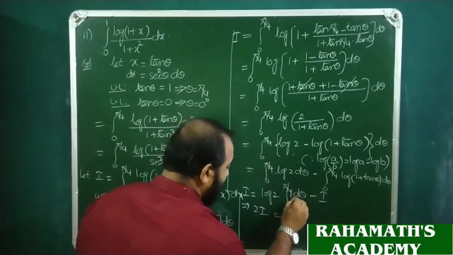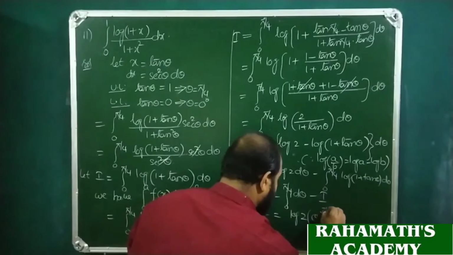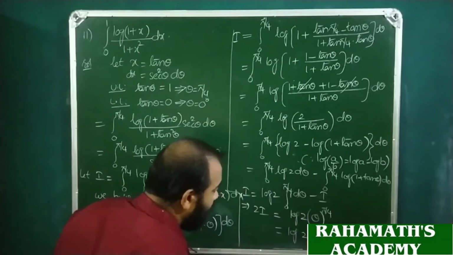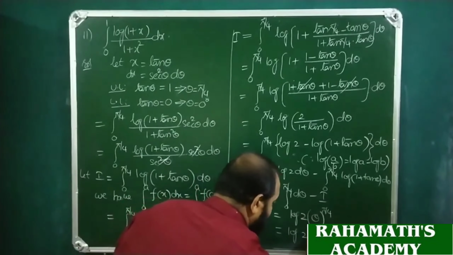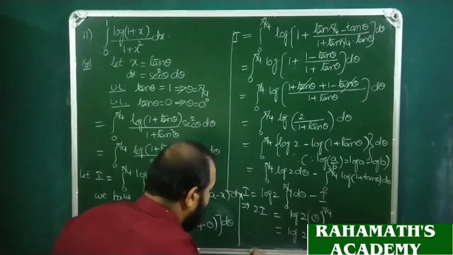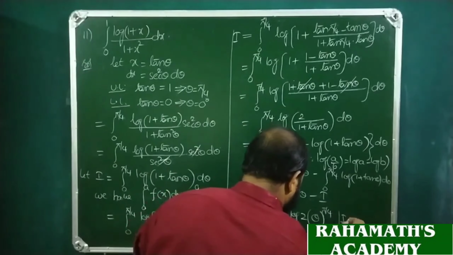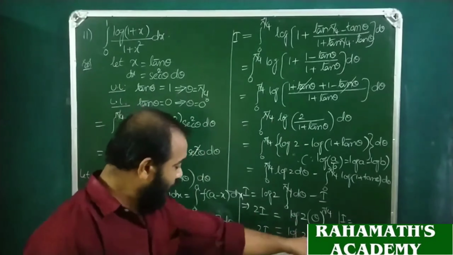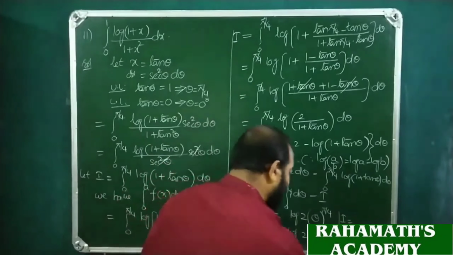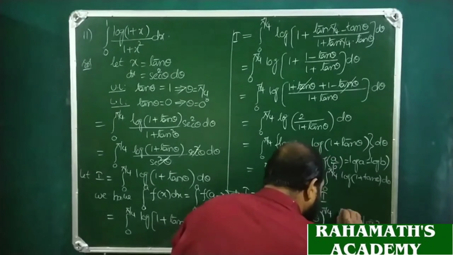So log 2, what is integral of 1 d theta? Theta. Since the process is over, 0 to pi by 4 I am writing here. That equals log 2 into, in the place of theta substitute the upper limit, minus in the place of theta substitute the lower limit. 2I equals that, therefore I equals, bringing the 2 to the other side, 1 by 2 into pi by 4. So pi by 8 log 2.